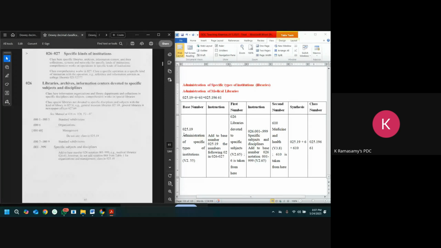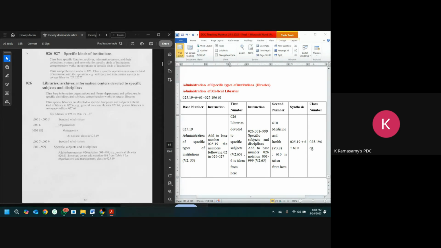What is the base number? 025.19. I am going to add two numbers taken from the schedule to this base number. What are the two numbers? One is 026. In the 026, there is an instruction that I should add the numbers following 02. I added 6, the first number. Secondly, this 026 is further added to, based on the add to notation. You can take any number from the schedule and add it. I have taken 610 and added it to this 026. In this 610, the 0 is cut, so 61 is added.